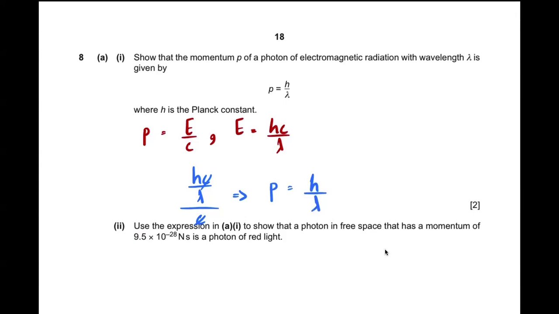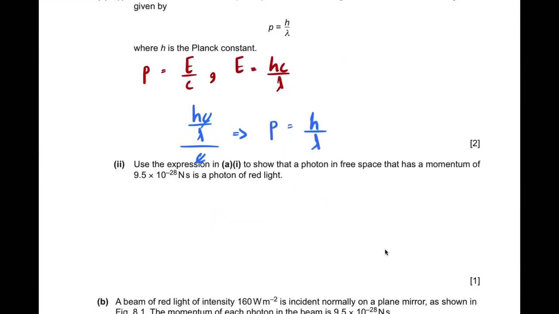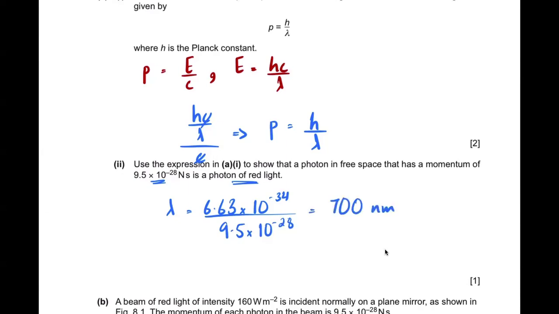Use the expression in A1 to show that a photon in free space has a momentum of this much is a photon of red light. So red light is basically the longest wavelength, 700 nanometers. This is what we did in AS waves. So we need to find the wavelength. h is the Planck constant, so that is 6.63 into 10 to the negative 34. And P is 9.5 into 10 to the negative 28. And this, if you work this out, will actually turn out to be 700 nanometers, and hence this is red light. All right, so the other end is violet light, which is the shortest wavelength. That's 400 nanometers.